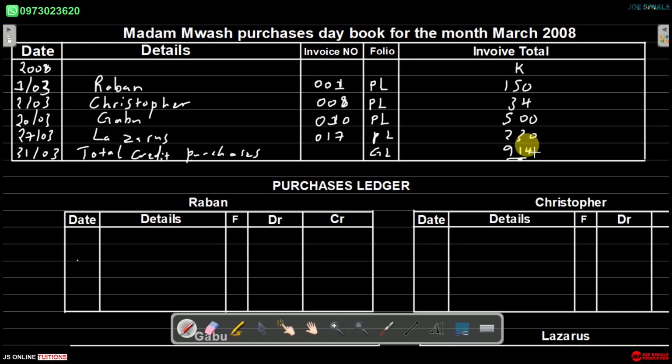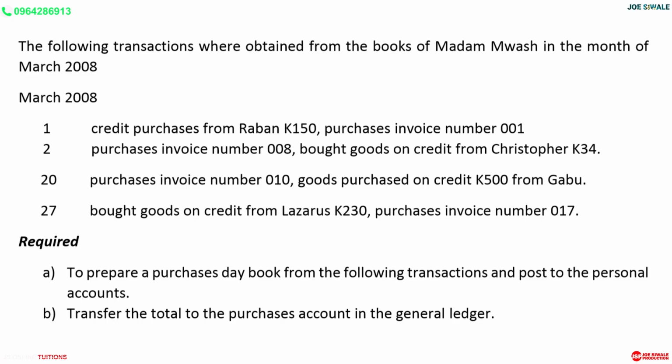Where you have questions, please ask. Question A reads, to prepare a purchases daybook from the following transactions. We have already done that, and post to the personal accounts. So we are supposed to post to the personal accounts, and we do that by writing down the purchases ledger. And we know that when posting to the personal accounts of suppliers, we are going to be crediting each and every supplier. That's the most important thing that you must take note.